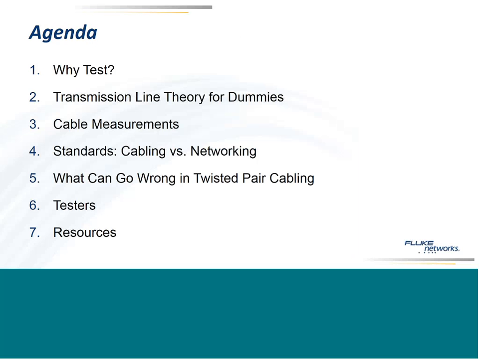We'll then talk about some different measurements, and then two different kinds of standards, which is often confusing to people. There are cabling standards, network standards. What are the differences and why should you care? Then I'll talk about what can go wrong in twisted pair cabling, what are the most common problems. I'll talk about testers and how you pick the right tester for the job you're trying to do. Then we'll cover some Q&A, and then I'll leave the presentation and give you access to some resources, which if you want to learn more about cable testing, you can do.